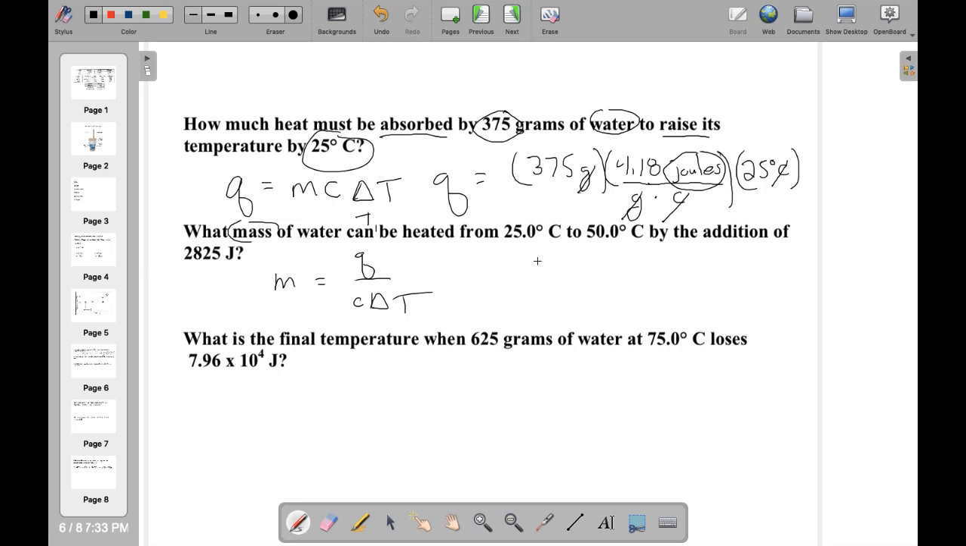So now let's do this. What mass can be heated from 25 to 50 degrees? So basically, actually, I'm sorry, I said T initial. It's actually T final minus T initial. So my final is 50, my initial is 25, so it's 50 minus 25. So down here, it's going to be 25 degrees Celsius. And then I need the specific heat, but yet again, it's the specific heat of water, which I already know is 4.18 joules.